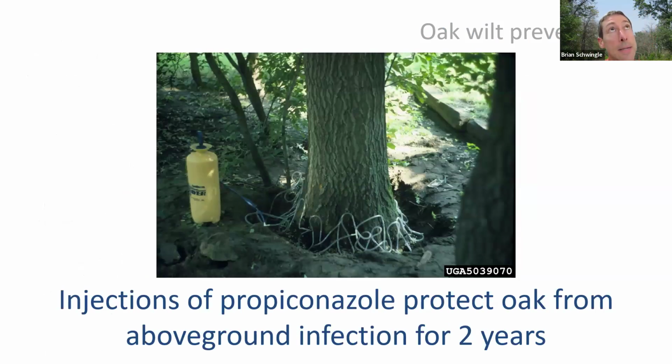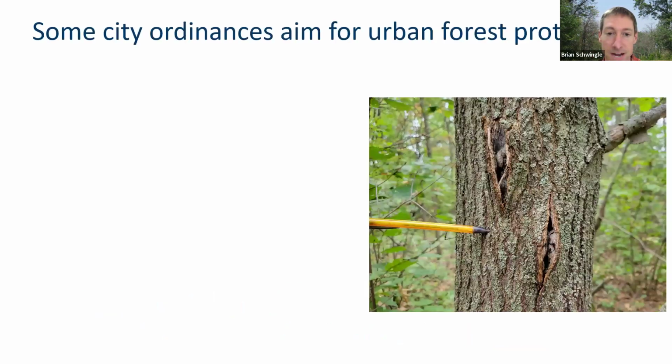Okay, so people can pay an expert professional, an arborist, to inject a chemical called propiconazole. A trade name for propiconazole is Alamo. Injecting a healthy oak with propiconazole will protect it from above ground oak wilt infection for 2 years. So every other year, if you want to protect an oak, you're going to have to pay someone to inject it. Highly effective.